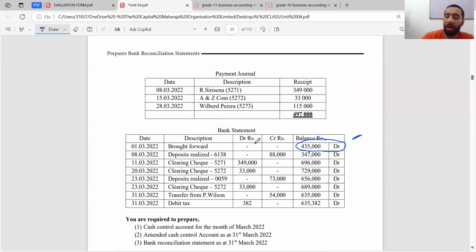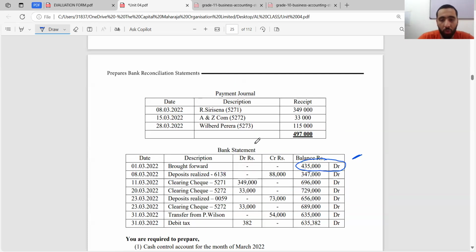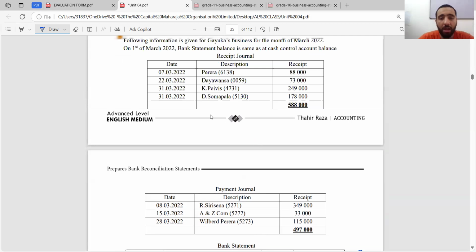The answer for the cash control account balance. I'm not going to give you too much time. Quickly, I want the answers for this.